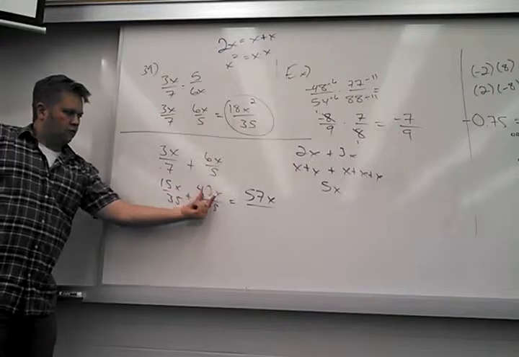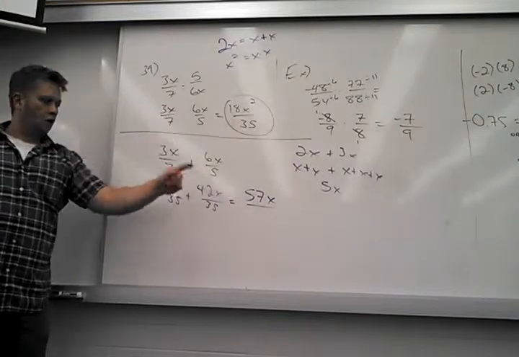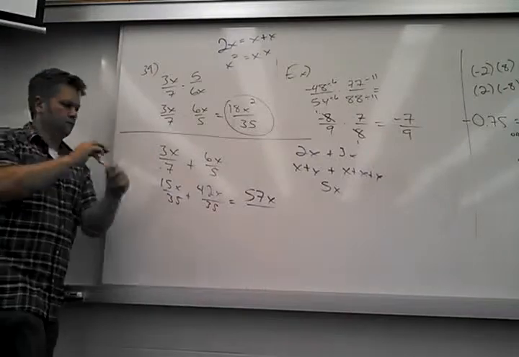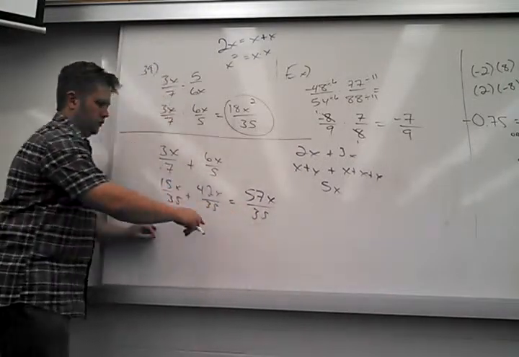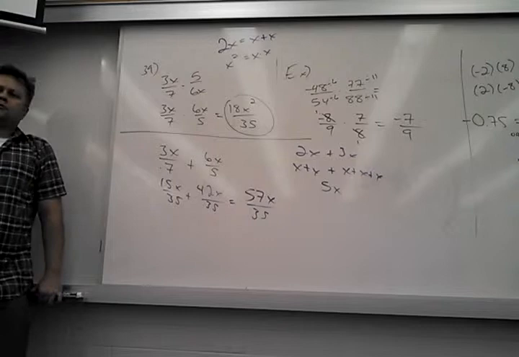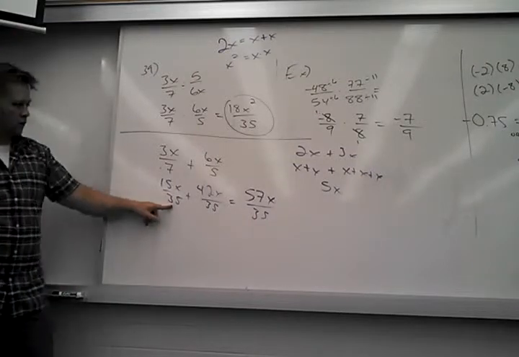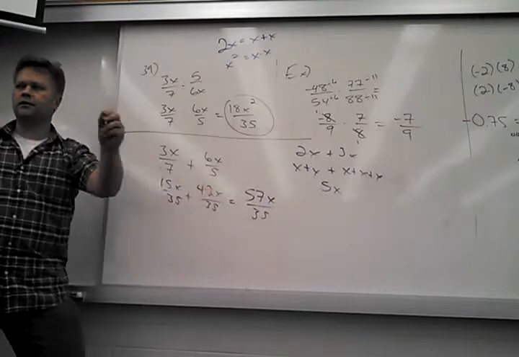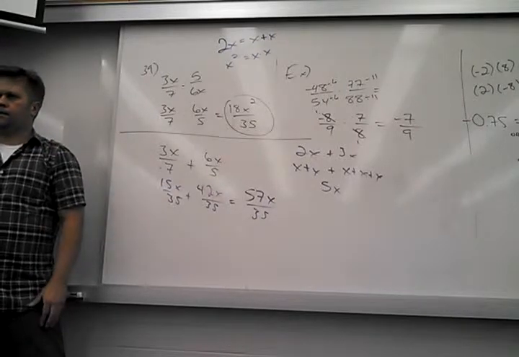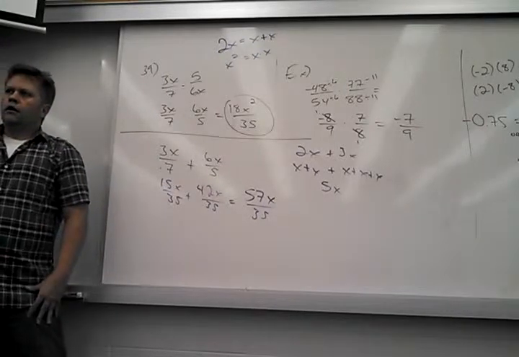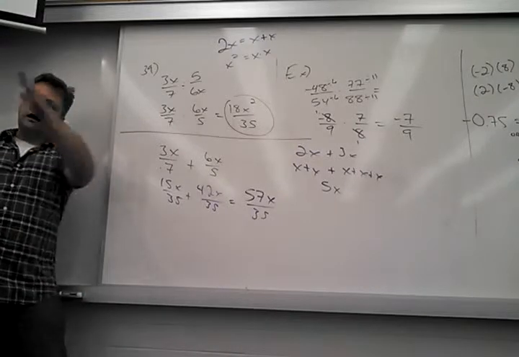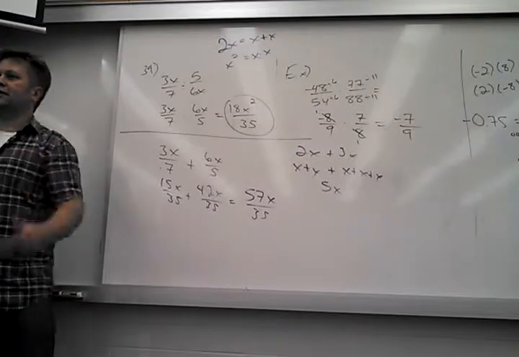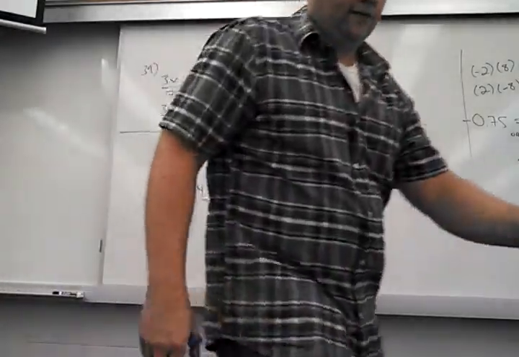So I have 15x plus 42x, which is a string of 57 x's over 35. That's 70? If somebody put 70 there, what did they do? They added the bottoms. It makes no sense. I have this many 35ths plus this many 35ths is this many 35ths. The bottom stays the same. On a test, I would probably just say simplify, carry out the operations.